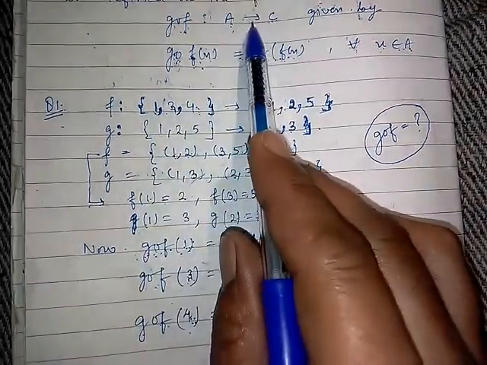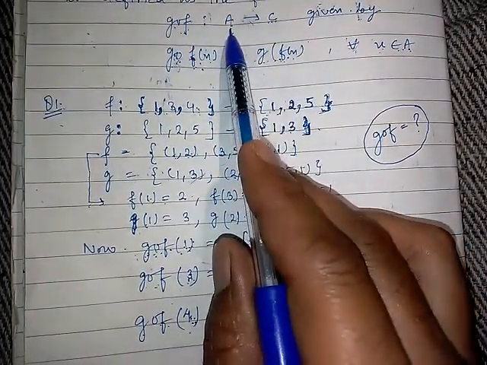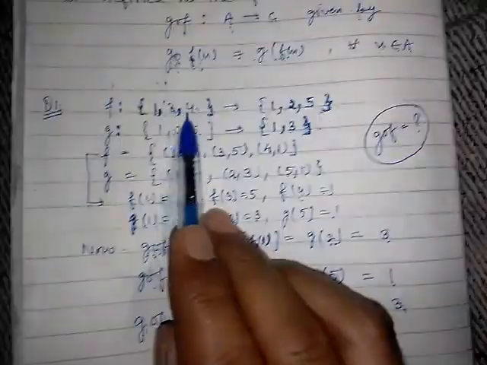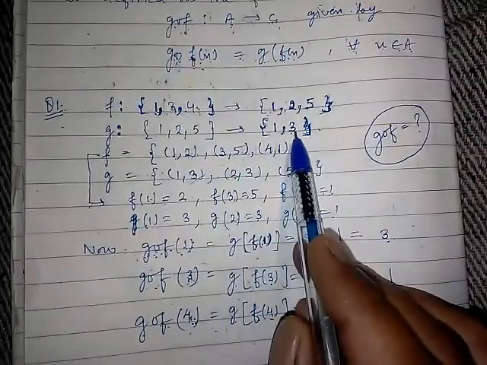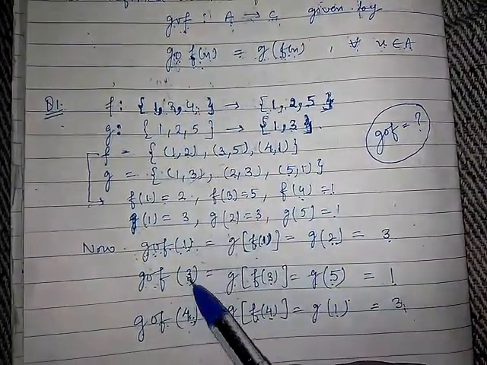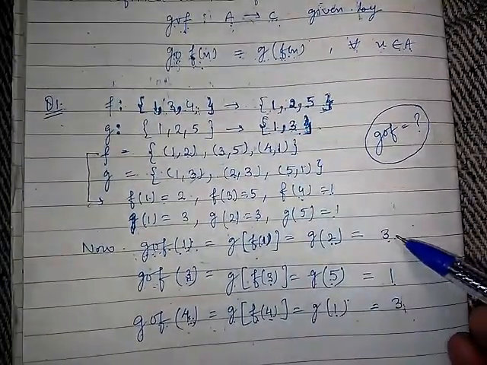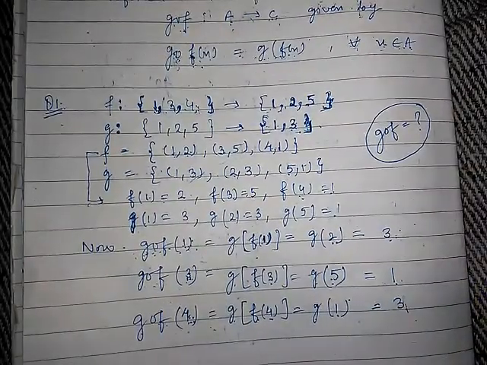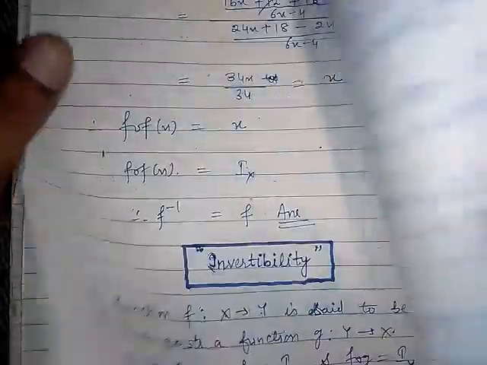From the definition, the mapping of g o f is from A to C. It means the domain is A and the range will be from C only. This is your A, this is your B, and this will be your C. So A to C means these will be the values of x, 1, 3, 4, and these will be the values of y, that is 1, 3. So see, 1, 1, 3. Only two values you have got here. Clear? So this is your question number 1. Let's move to our question number 2.